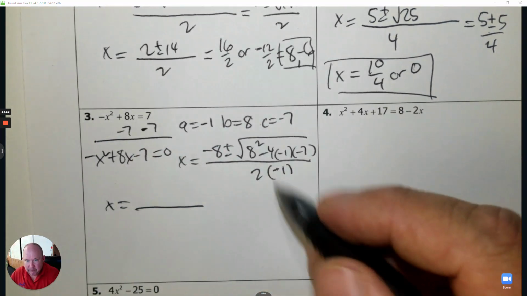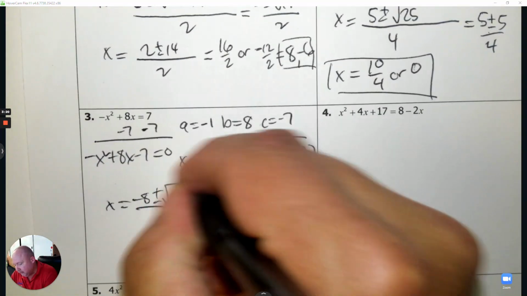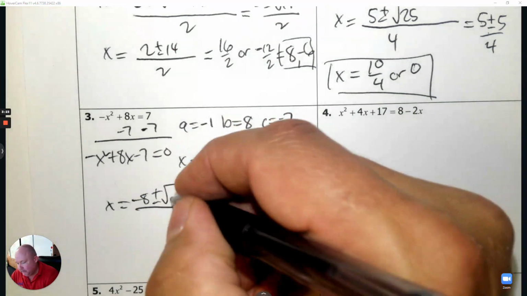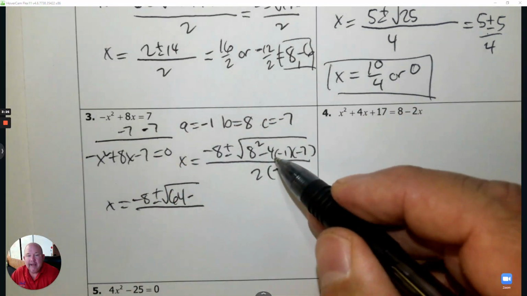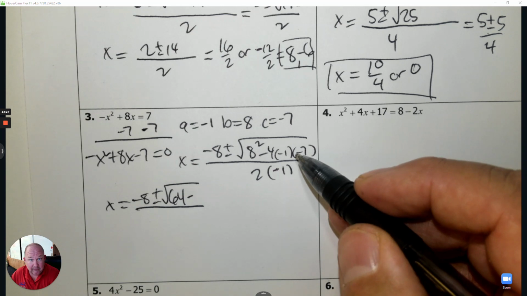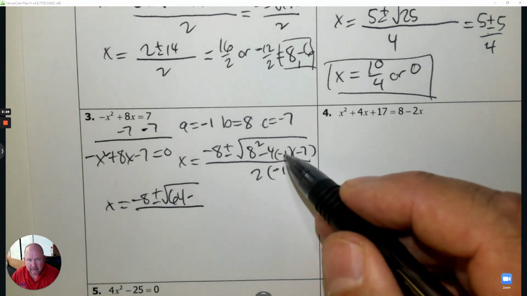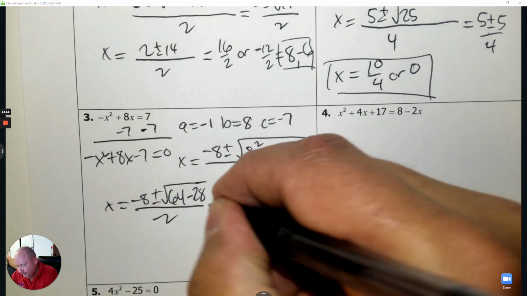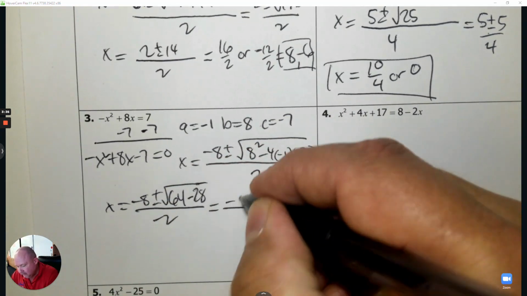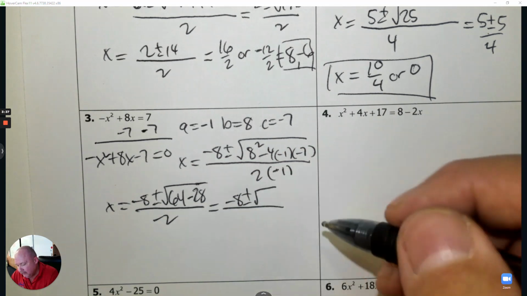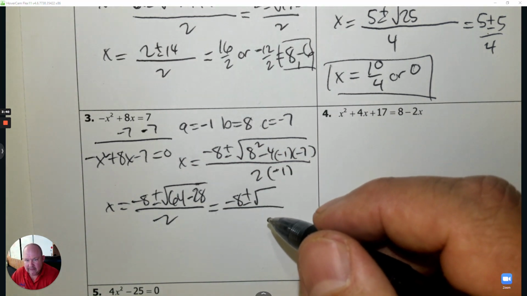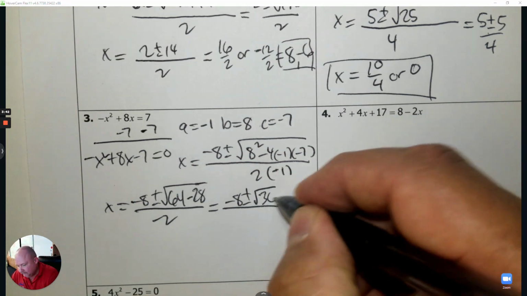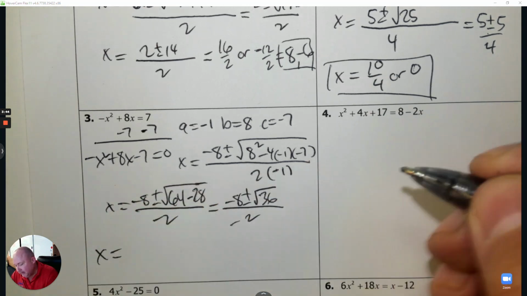And now we have to simplify it. So we have -8 plus or minus the square root of 8 squared, which is 64. A negative times a negative times a negative is negative. And 4 times 1 times 7 is 28. And that leaves me with the square root of 64 take away 28. 36. So we have two answers.